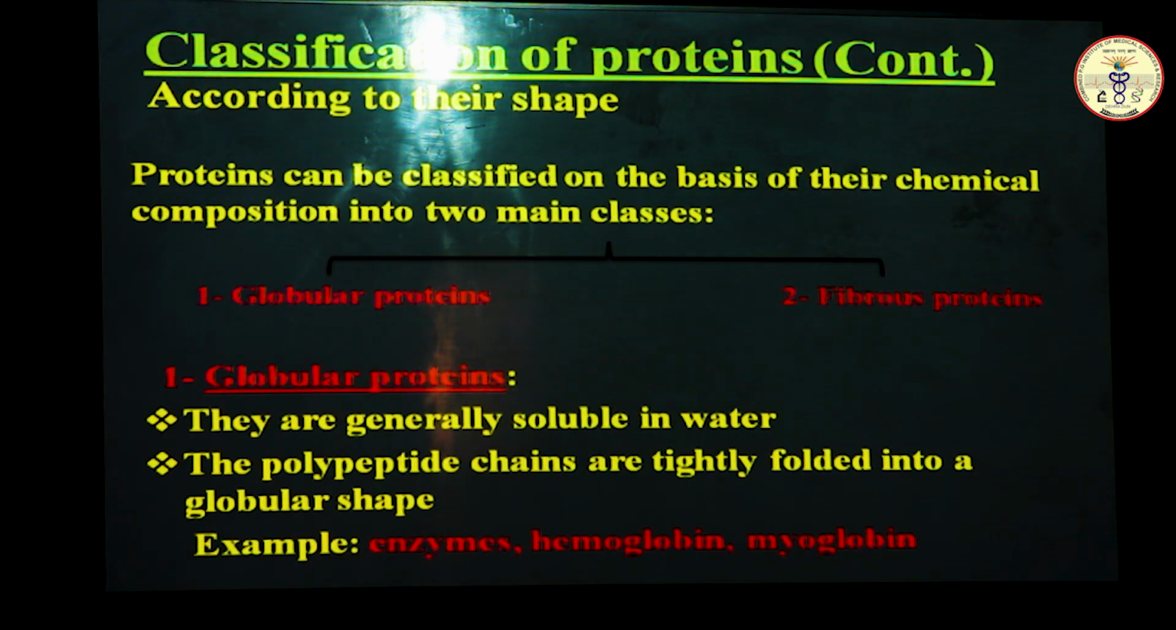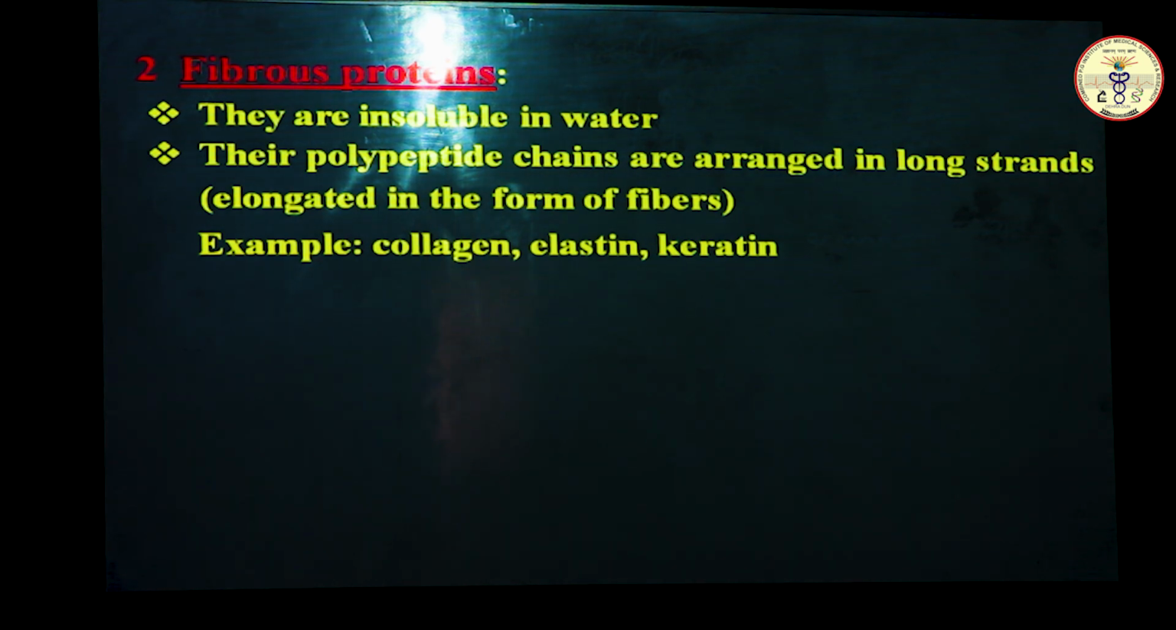Now, according to their shape, proteins can be classified on the basis of globular proteins and the fibrous proteins. So, globular proteins are proteins soluble in water and folded into a globular shaped structure. Examples of globular proteins are hemoglobin and myoglobin. Fibrous proteins, tough proteins, these are insoluble in water. Examples are the structural proteins, that is the collagen, elastin and keratin.